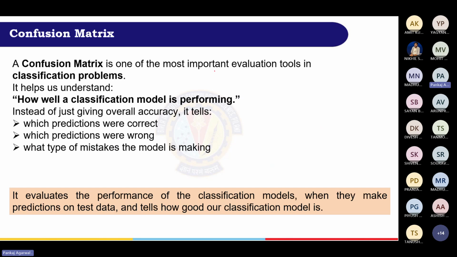So the confusion matrix, I think everyone is aware of it if you've done machine learning, right? It is one of the most important evaluation tools when it comes to classification problems. It helps you see how well a classification model is performing. Instead of just giving you the accuracy, which everyone knows how to calculate, accuracy may not be enough. It helps us see which predictions were right, which were wrong, and what type of mistakes the model is making. We are able to answer all these questions with the confusion matrix, right?